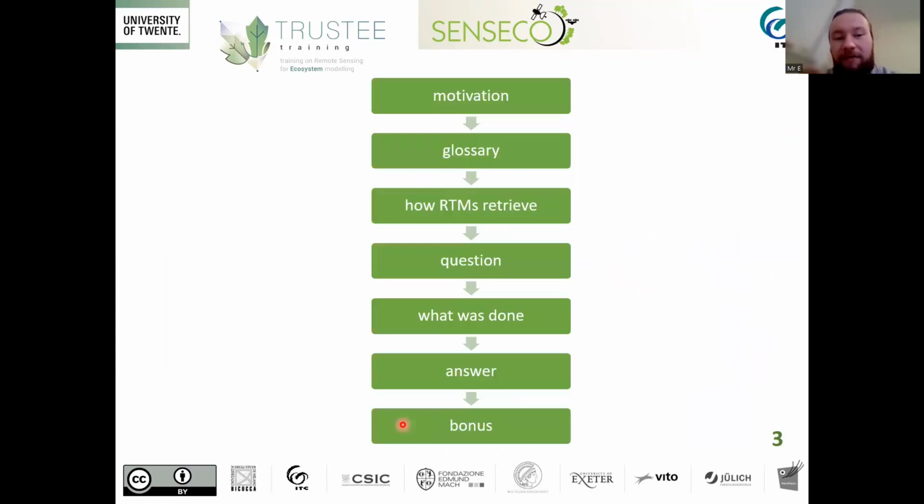My talk is going to have 7 parts. I'll explain why I decided to investigate this issue, what retrieval actually is, and what the prior is. Then how RTMs retrieve, because I work with the SCOPE model, and if you want to retrieve without a prior, you need an RTM. Then what experiment was done, what the answer to the question is, and then there will be a bonus part. I hope we're going to have time for that.